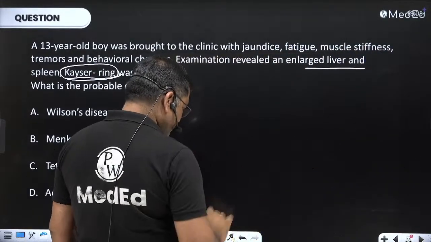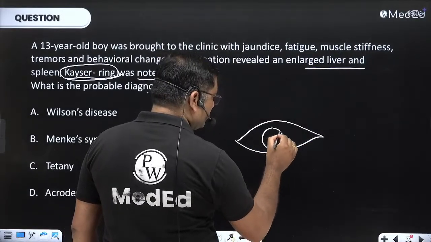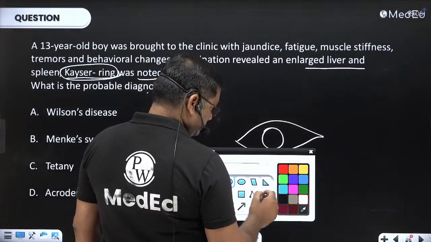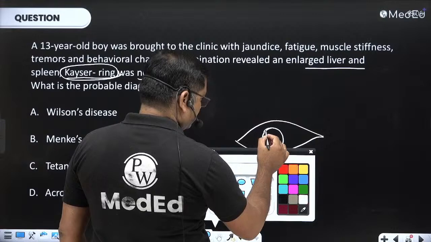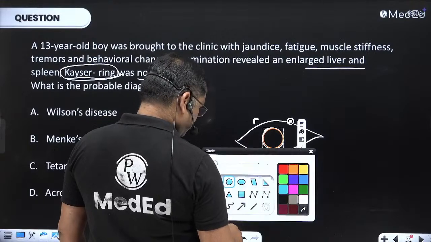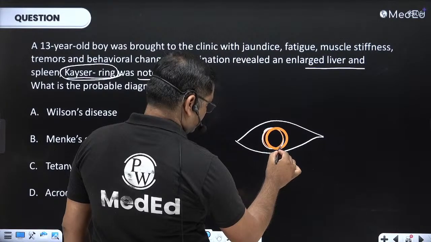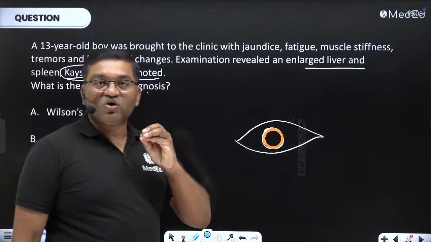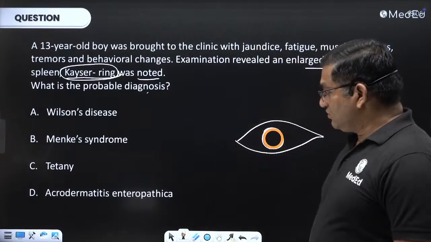So the image is missing here. See, around the cornea, around the Descemet membrane of the cornea, there is a golden brown ring.